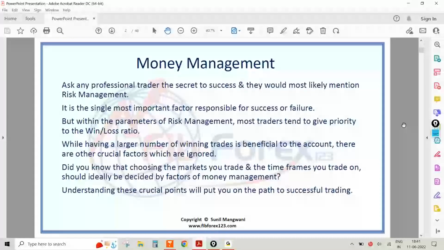Okay, so as we said in the introduction, ask any professional trader the secret to success, and they would most likely mention risk management. It is the most important factor responsible for success or failure. Now, within the parameters of risk management, there are a lot of factors. You have risk to reward ratios, you have win loss ratios, you have position sizes.